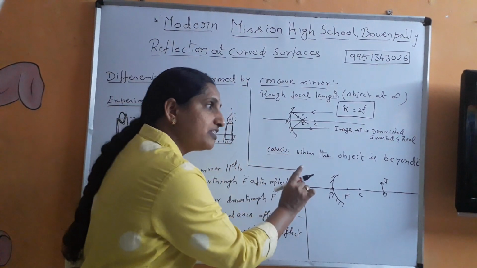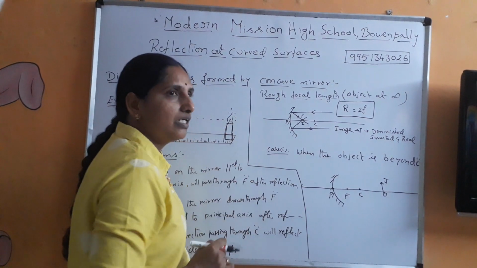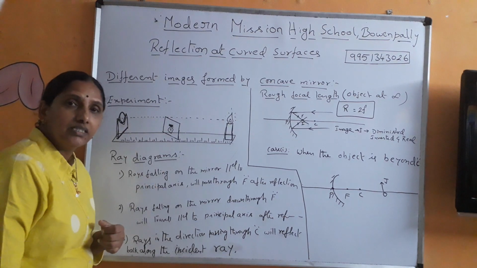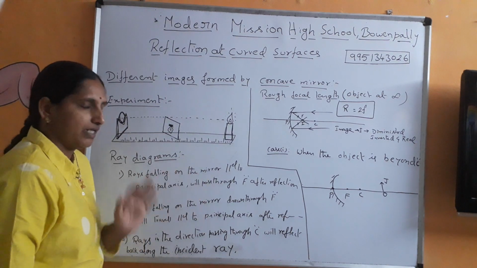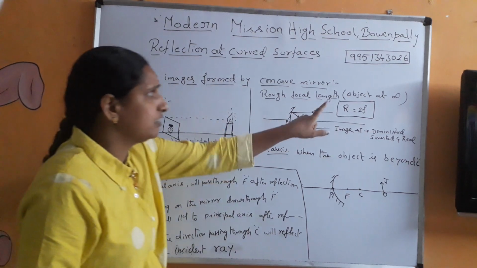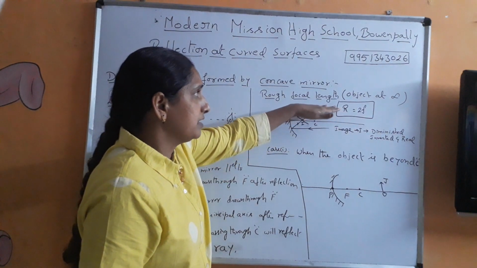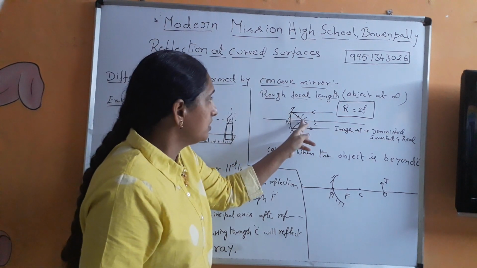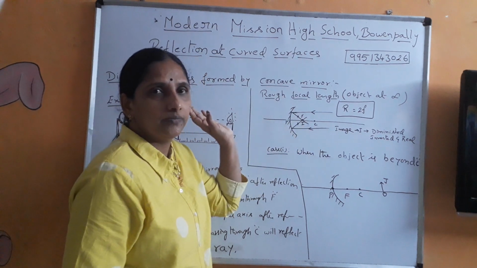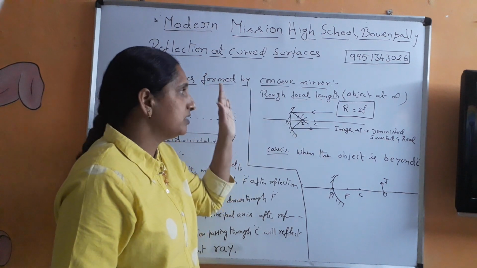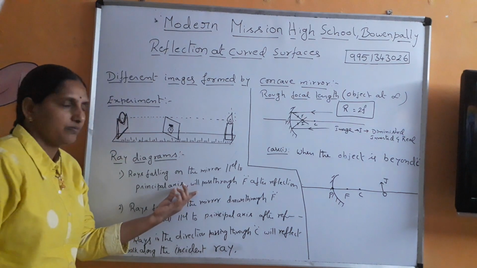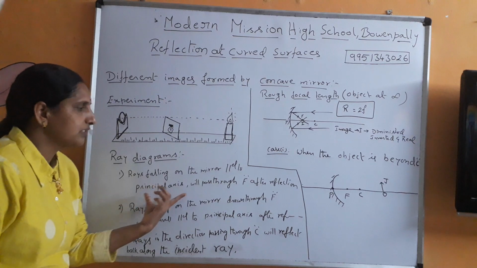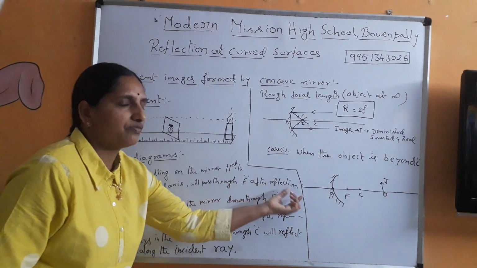Right. Before we start drawing how the rays will pass, let us see certain rules of how to draw ray diagrams. See, already we have seen one rule here. When the ray passes parallel to the principal axis, on reflection, the ray always passes through the focus. That is the first point. So rays falling on the mirror parallel to the principal axis will pass through F after reflection.